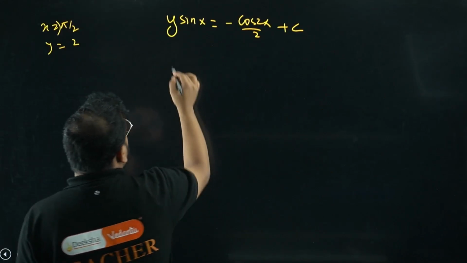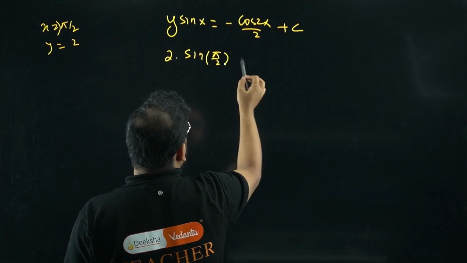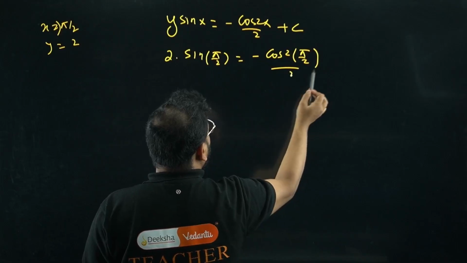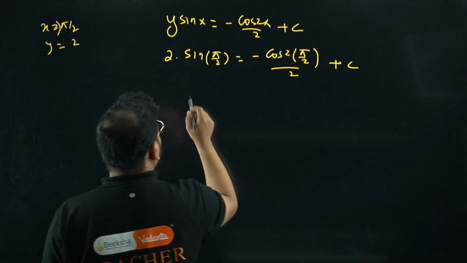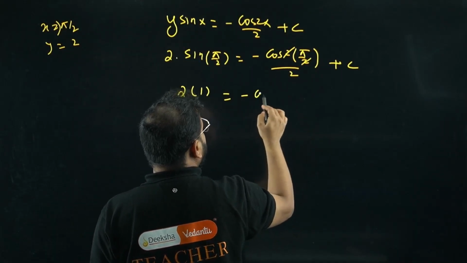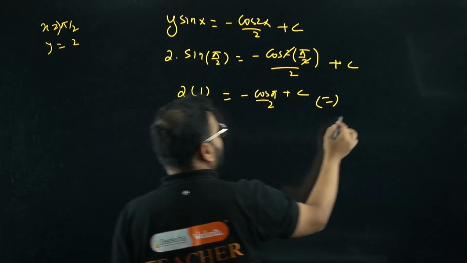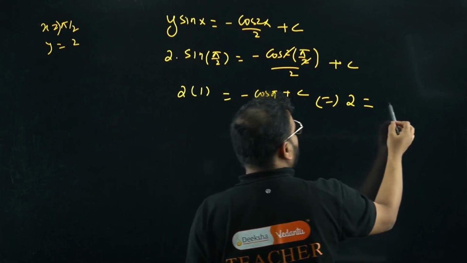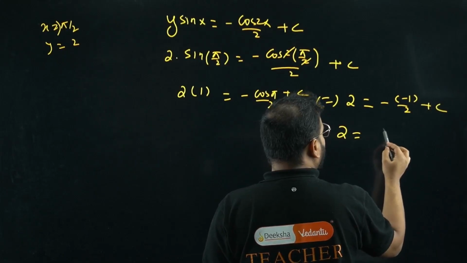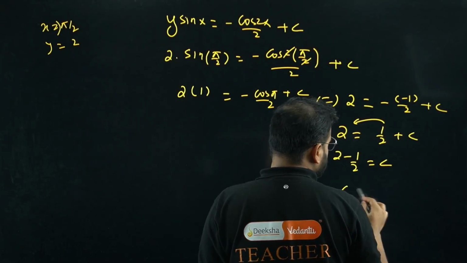So this will become 2 times sine pi by 2 equals minus cos 2 times pi by 2, divided by 2, plus c. What I have over here is 2 times sine pi by 2, which is 1, minus cos of 2 and 2 will cancel, so cos pi plus c, of course by 2 is there. So 2 equals minus cos pi, which is minus 1, by 2 plus c. Now 2 equals 1 by 2 plus c. Bring this over here, I get 2 minus 1 by 2 equals c. It means c equals 3 by 2.